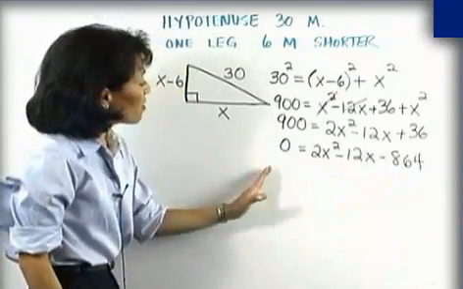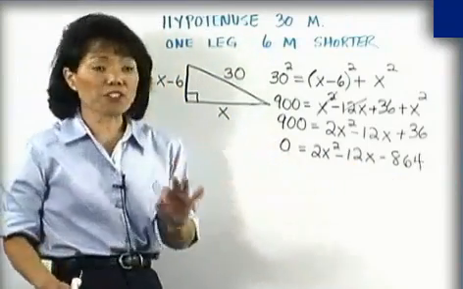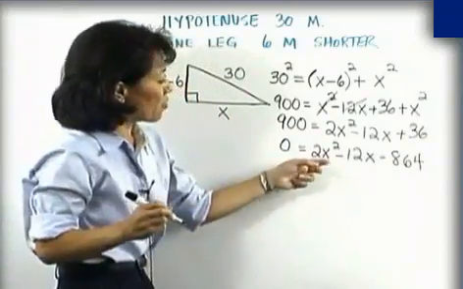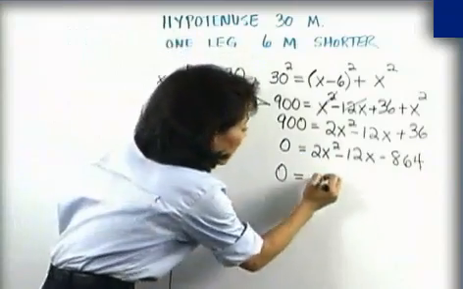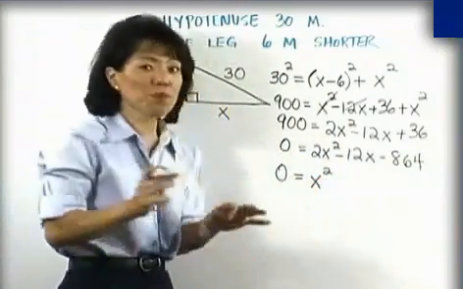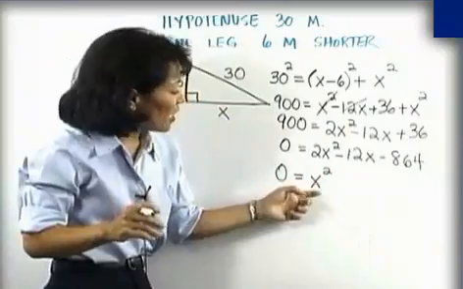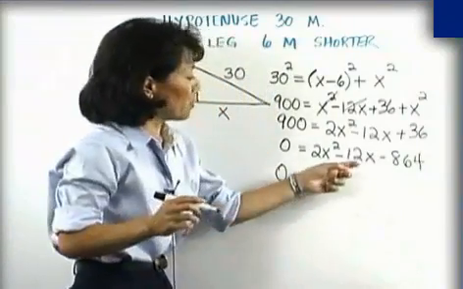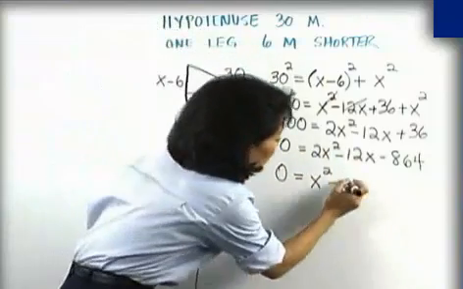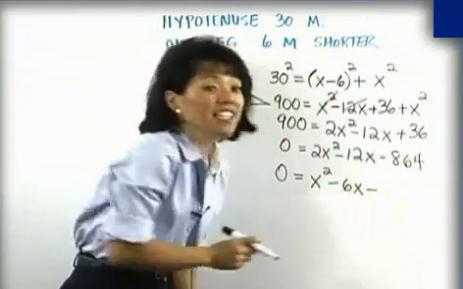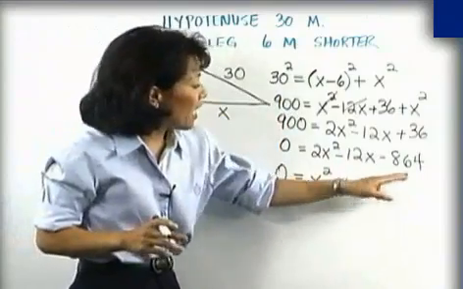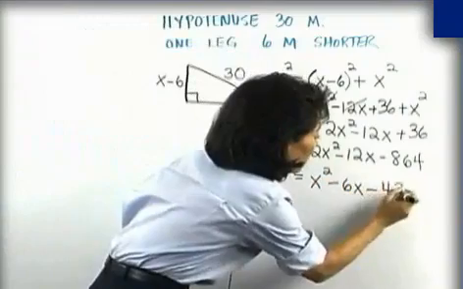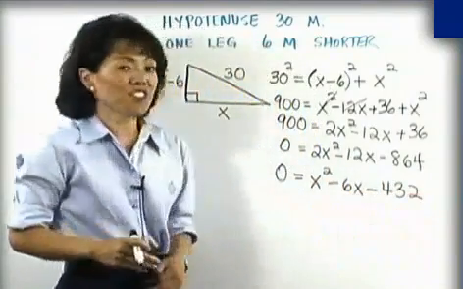Now on this left-hand side, 0 divided by 2 is simply 0, equals 2x squared divided by 2. I get that nice x squared. That's just what I like. I love it when that leading coefficient is the number 1. Minus 12 divided by 2, 6x. And finally, way down here at the end, I have 864 divided by 2, or 432. So there we have it.